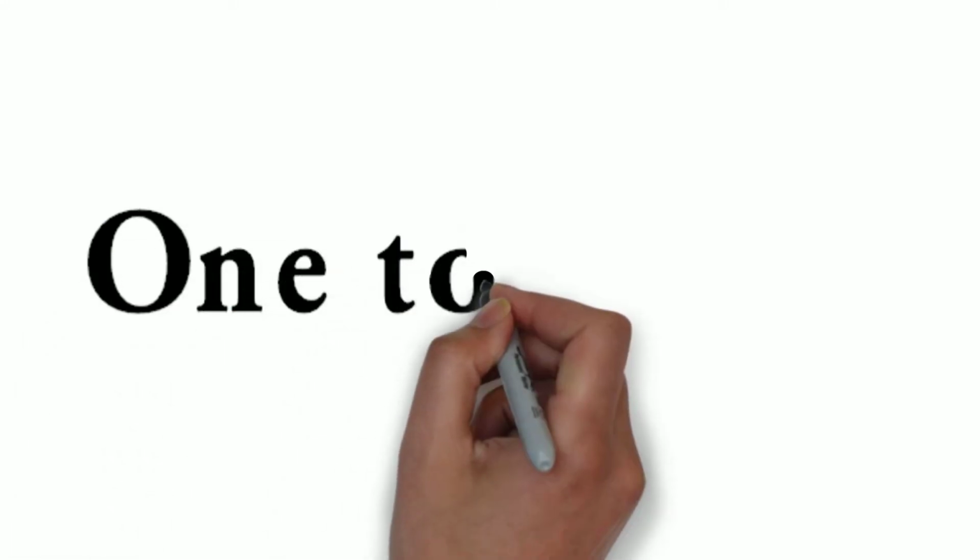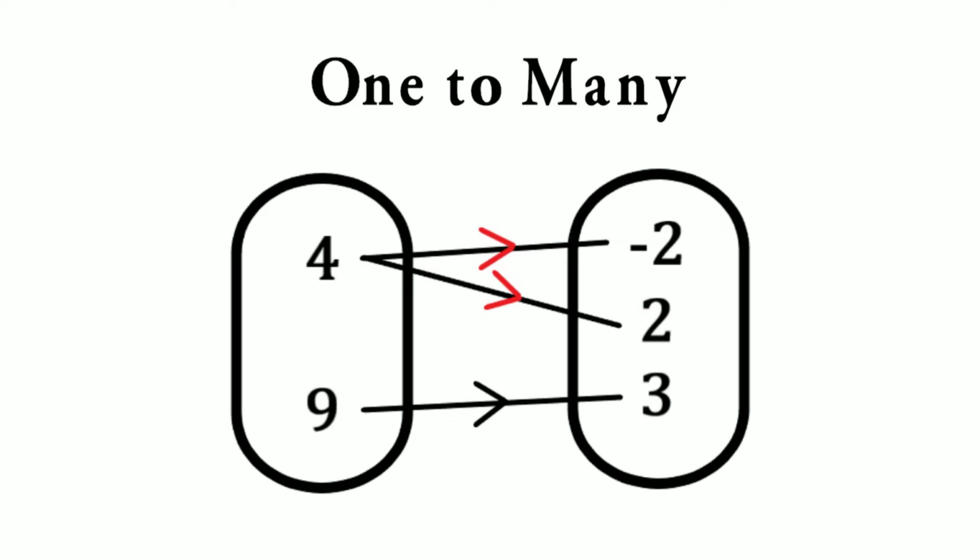The second relation is called one-to-many relation. In this case, there has to be at least one object having more than one image. The two red arrows show the object 4 having more than one image, making this a one-to-many relation.